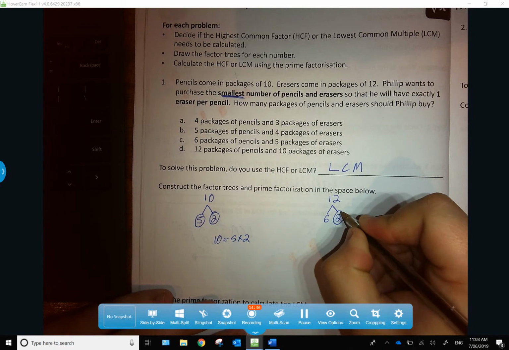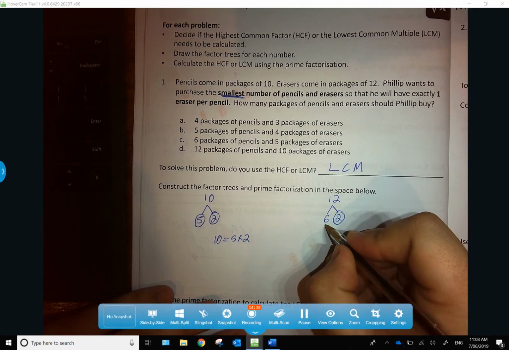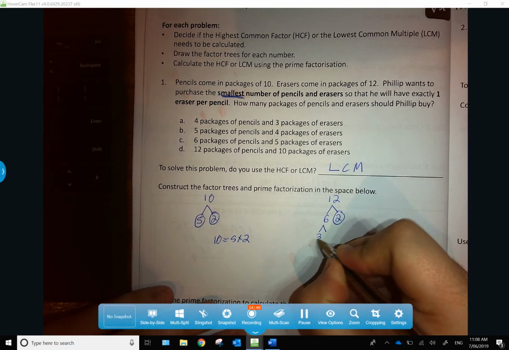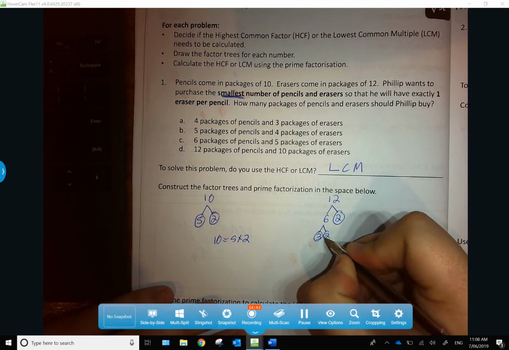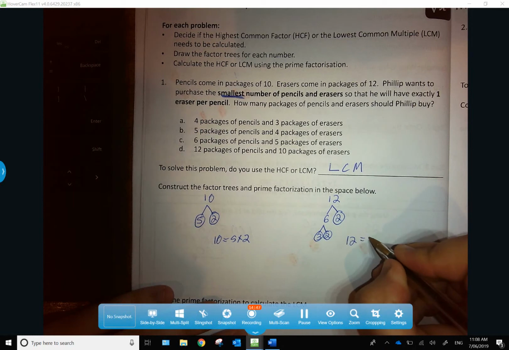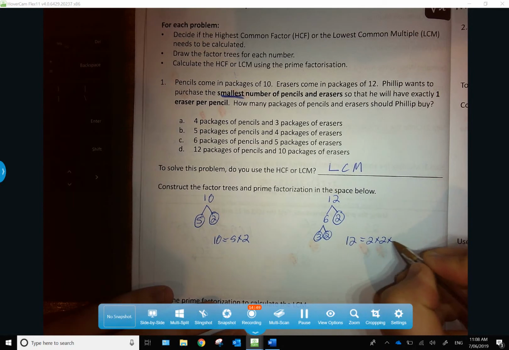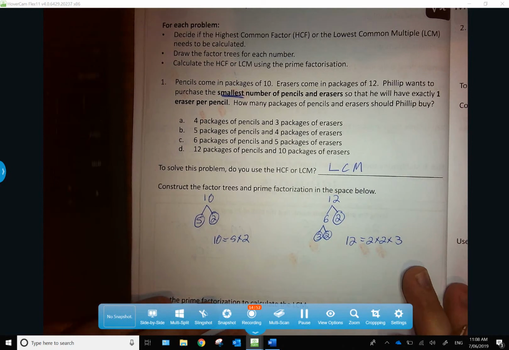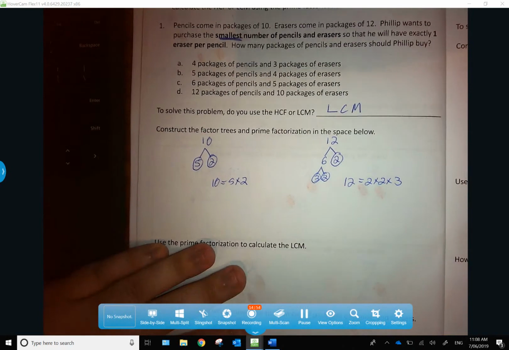And 12 is the same as 6 times 2. 2 is a prime number. Can I break up 6? Yeah. That's the same as 3 times 2. And those 2 numbers are prime. So 12 equals 2 times 2 times 3. Okay. I've done my factor trees.